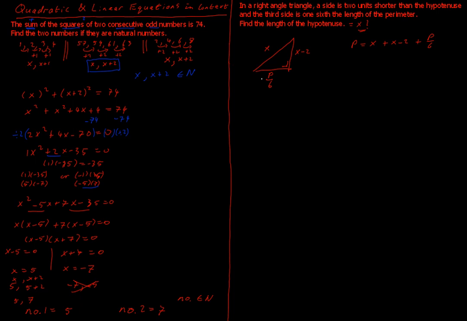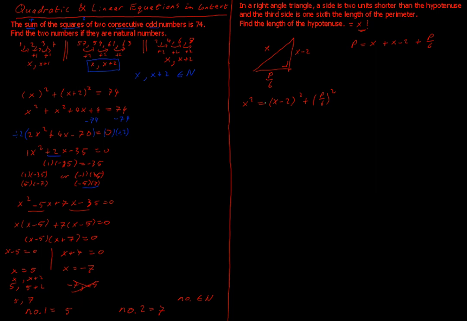What's another thing that I know? I'm told specifically I'm dealing with a right angle triangle, and I'm told I'm dealing with the hypotenuse. Now these are keywords that tip me off to what I'm likely to have to deal with. I'm thinking I'm going to have to deal with Pythagoras. So hypotenuse squared is equal to the sum of the other two sides squared, and that is what I'm going to try and write down. So I've got x squared is going to be equal to (x minus 2) squared plus (P over 6) squared.